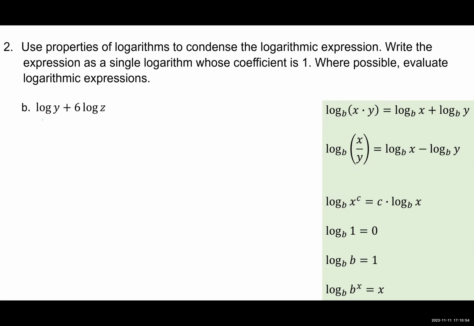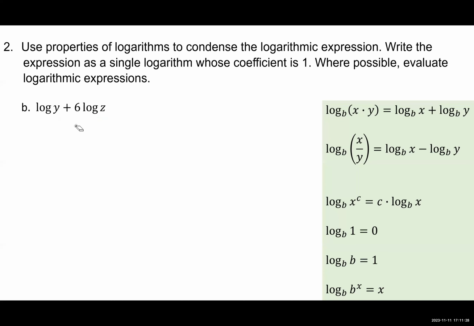The next one, we got the log of y plus 6 times the log of z. We have a rule for addition, but if you look at the rule, there's no number in front of the log, right? It's a single log, 1 log b of x, 1 log b of y, right? So we can't apply this rule because of that 6. So we can't do that.